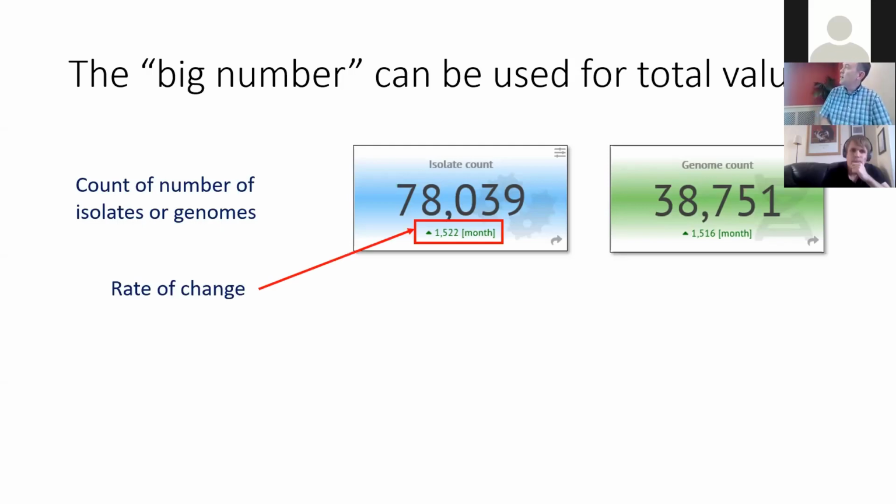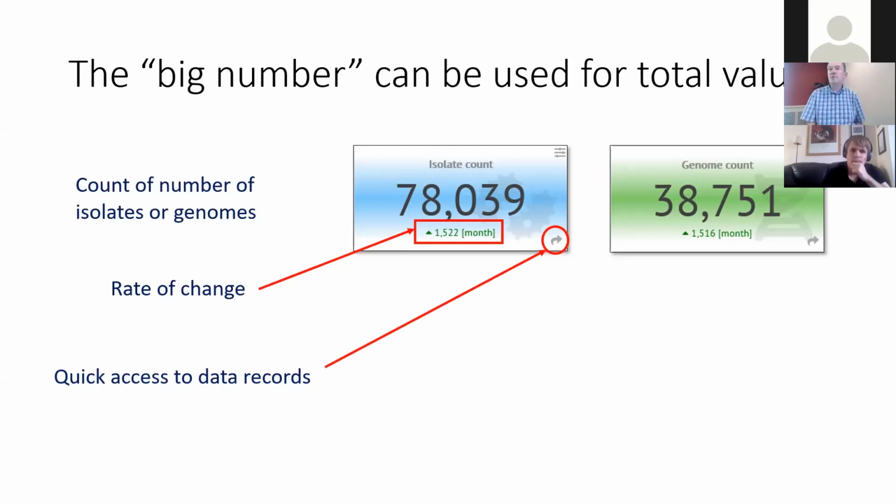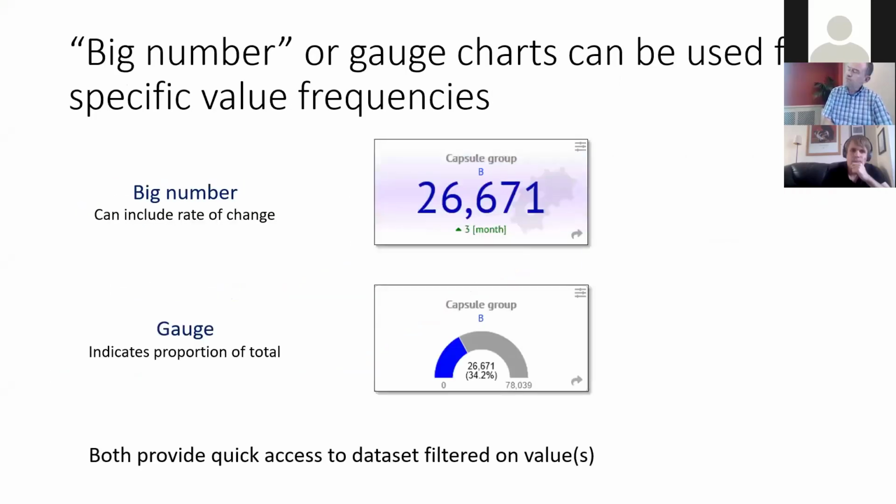But you can also set the rate of change to display how many new isolates have been added into the database over a period of time. The duration of that rate of change can be selected as well, so you can look at the previous year or previous month or so. And then finally, there's a way to link from that visualization directly into the data itself. Any element that has a little arrow at the bottom will take you directly to the results table that shows all the isolates that are represented.